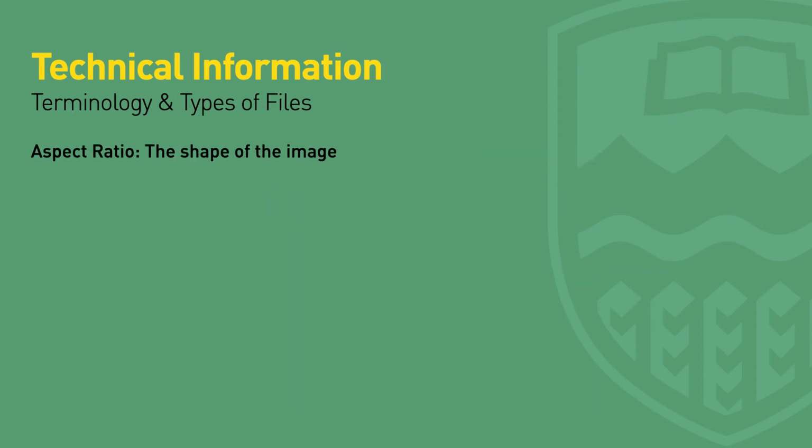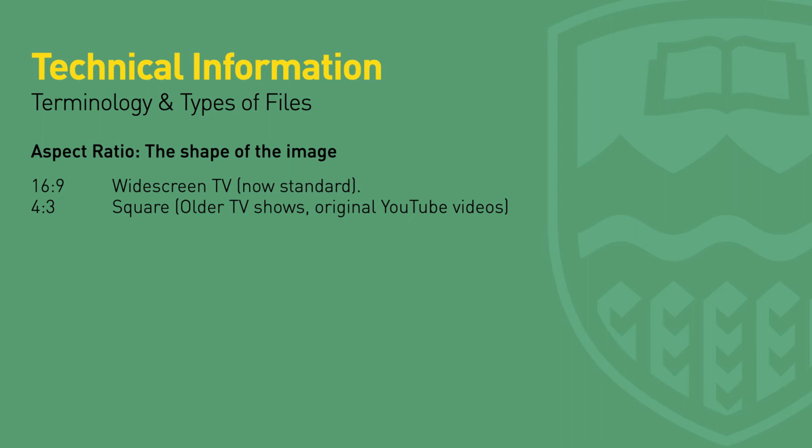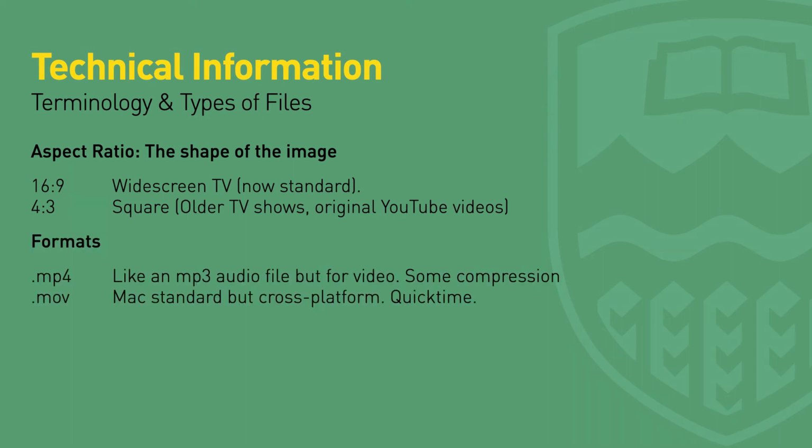So aspect ratio is the shape of the image. So 16:9 is a widescreen TV, now pretty standard. So when you see a rectangular shape, that's widescreen. 4:3 is square, kind of like TV shows from the 90s. So some formats you'll come across.